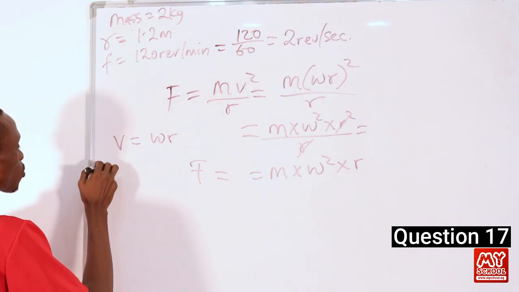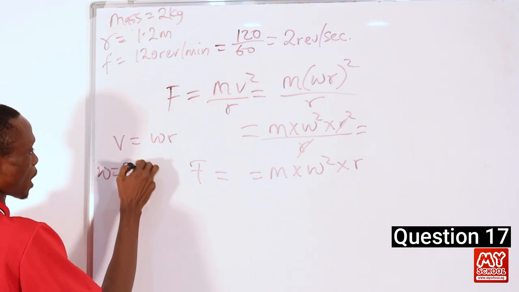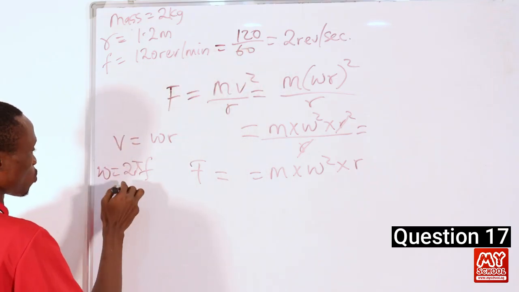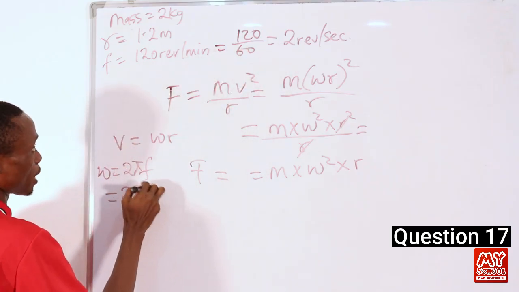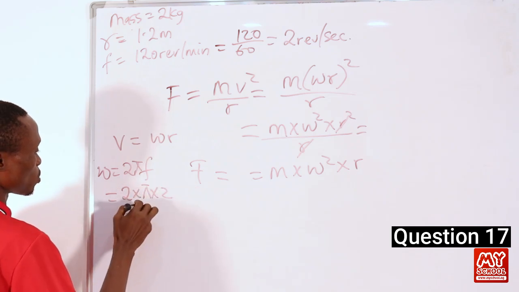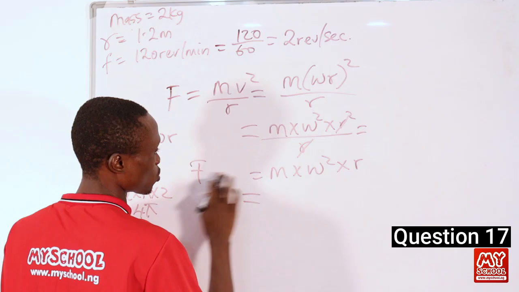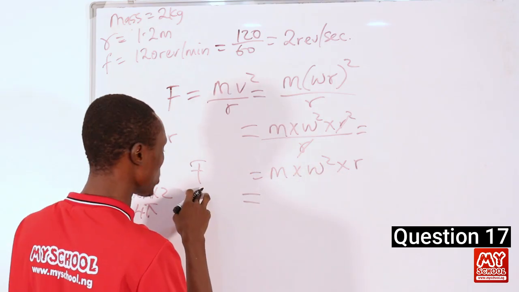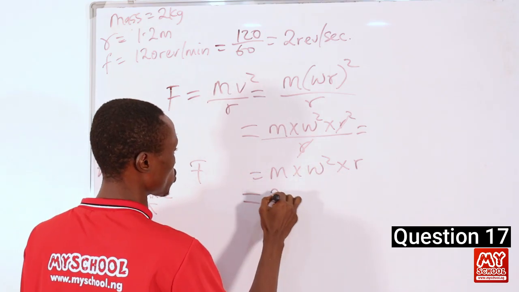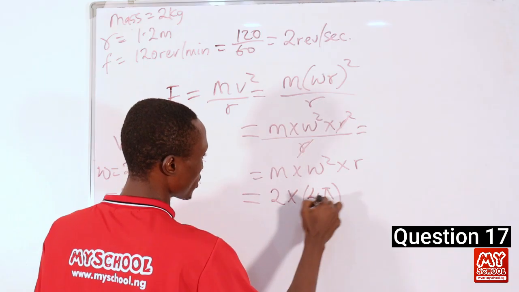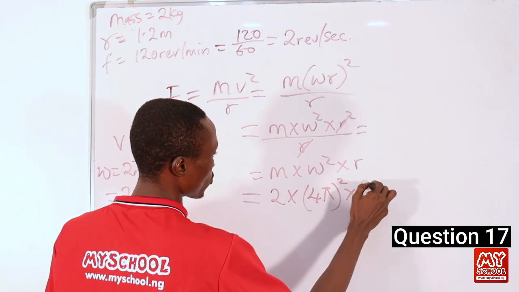But remember that omega is equal to 2 pi f. So we substitute this into this equation, so that 2 times pi times 2 will leave us with 4 pi. We just substitute this into our original equation to calculate the tension in the rope. So we know that F is equal to mass, 2, times (4 pi) all squared, then times 1.2.